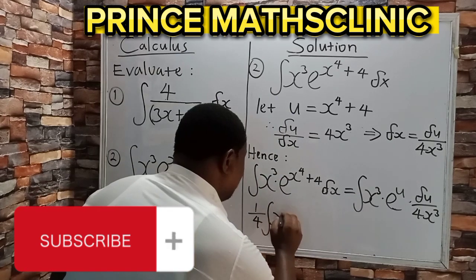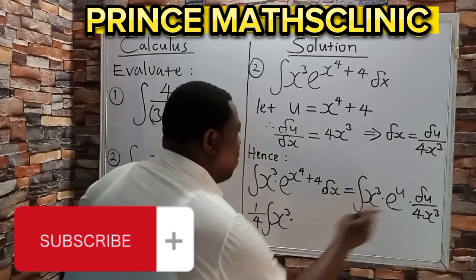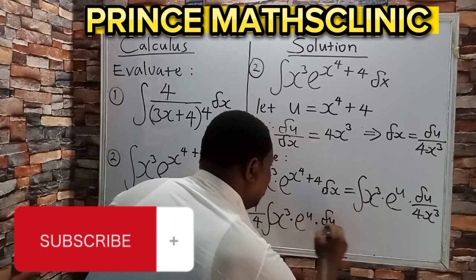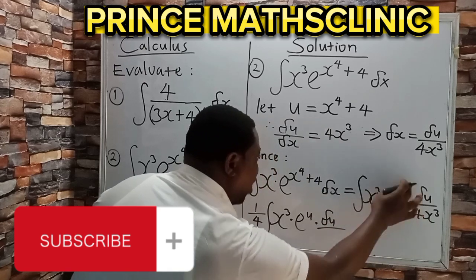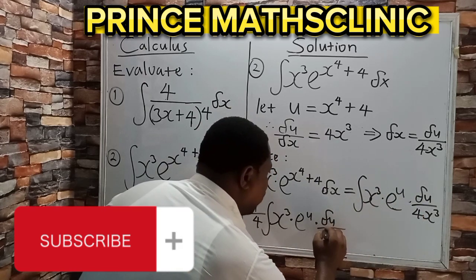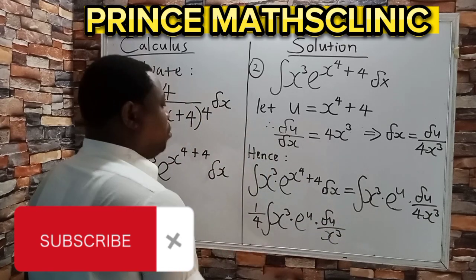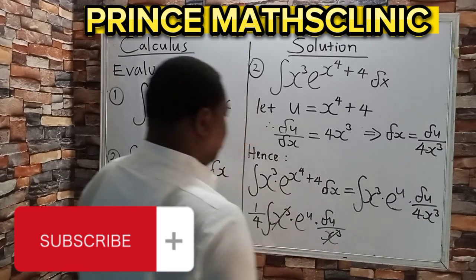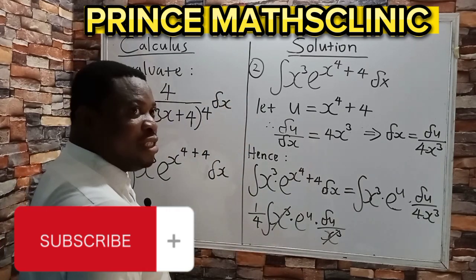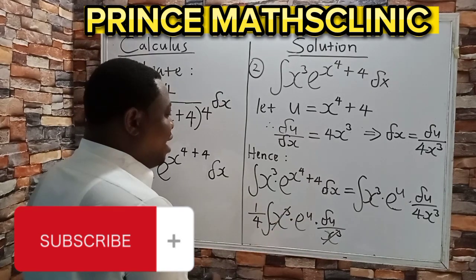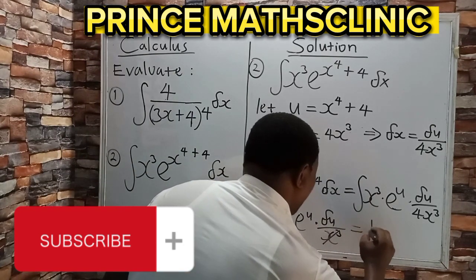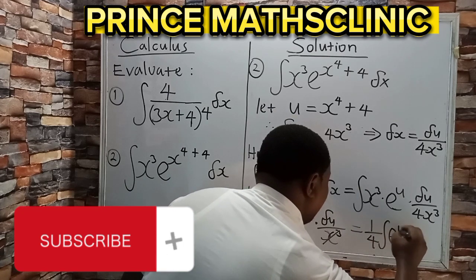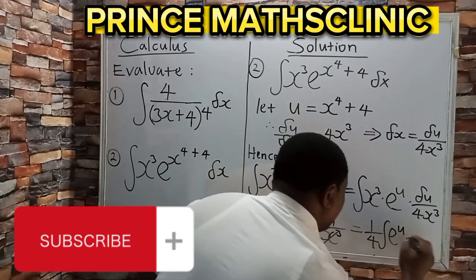Then you have x cubed multiplied by e to the power of u multiplied by du over x cubed. Remember, we have pulled out 1 over 4. So x cubed here cancels out x cubed. Remember, we have not integrated. All we are doing is simplifying. So this simplifies to become 1 over 4 integral of e to the power of u du.